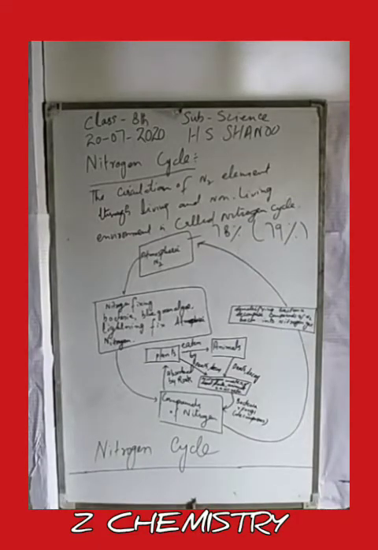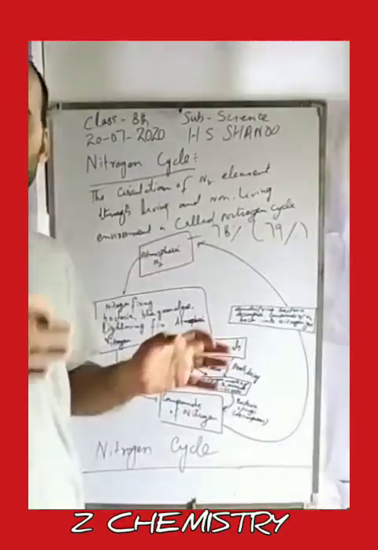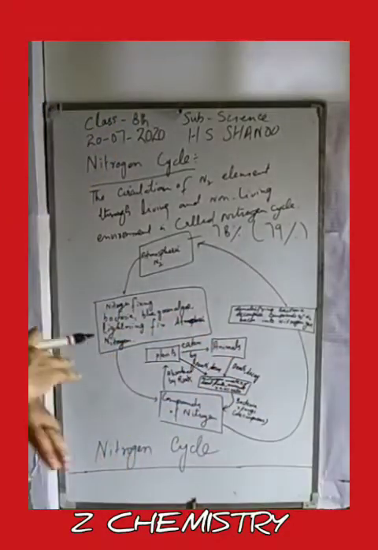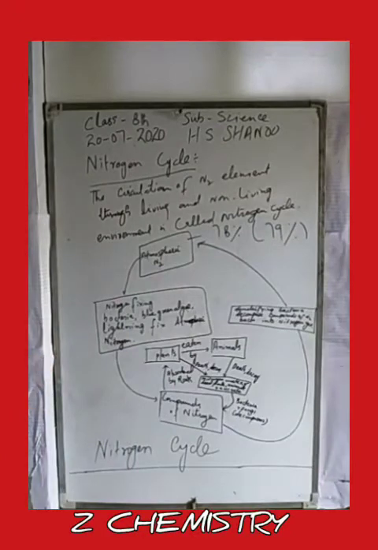And what happens when these plants absorb this nitrogen? This nitrogen is usually used for the growth and development of the plant. And this plant can be eaten away by animals, or we can state that this plant can decay, or there can be the death of the plant.